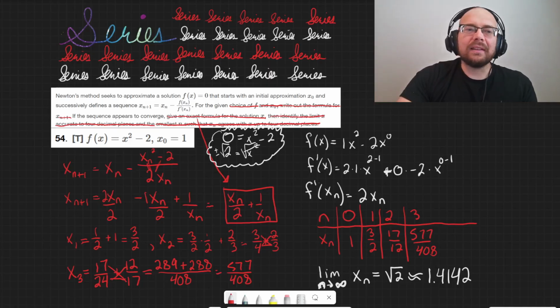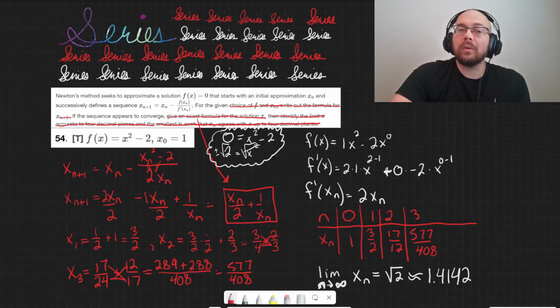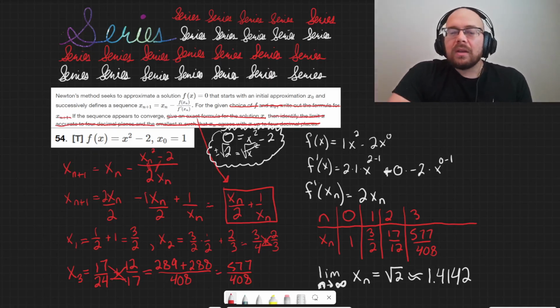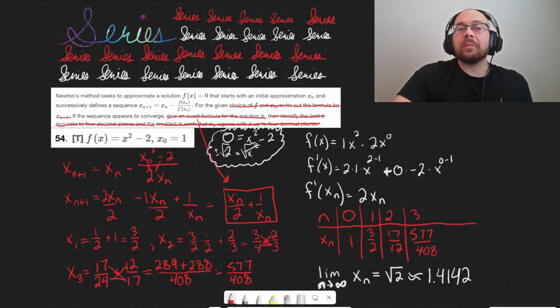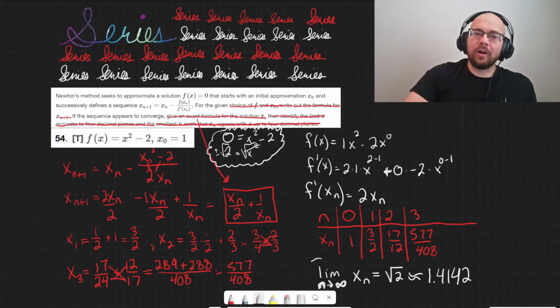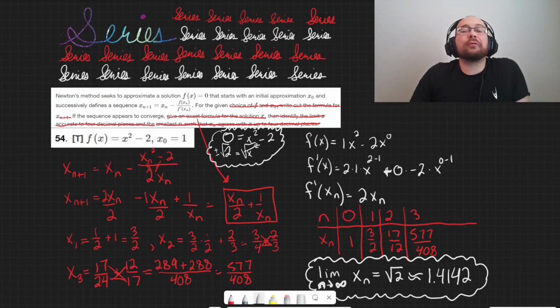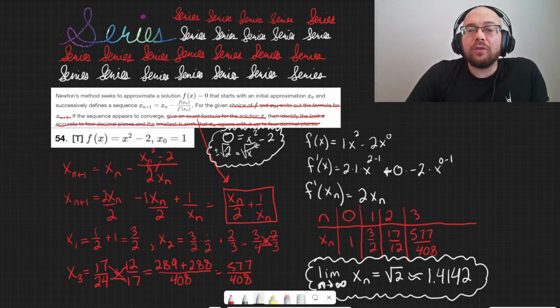Identifying the limit. Well, theoretically, if Newton's method of approximation works, then the limit should just equal whatever x equals when f of x equals 0. And I think it does. Now, I don't know for sure, but I trust that Newton's a pretty smart guy, so I think his method works. And down here, I wrote that the limit as n goes to infinity of x sub n is the square root of 2.